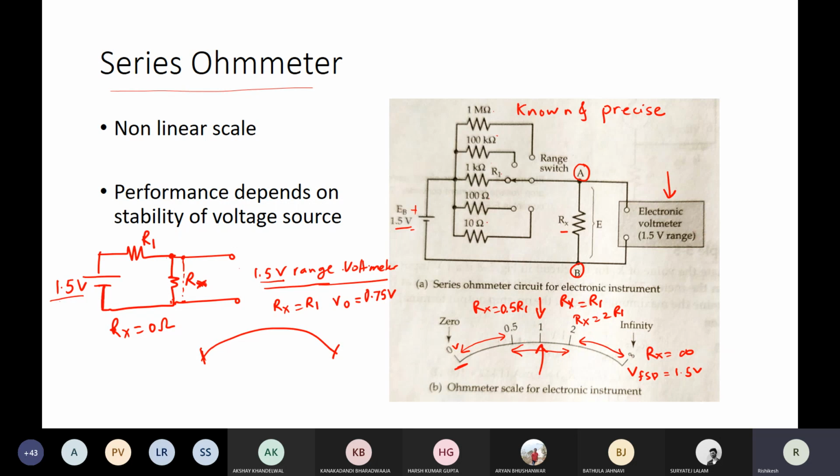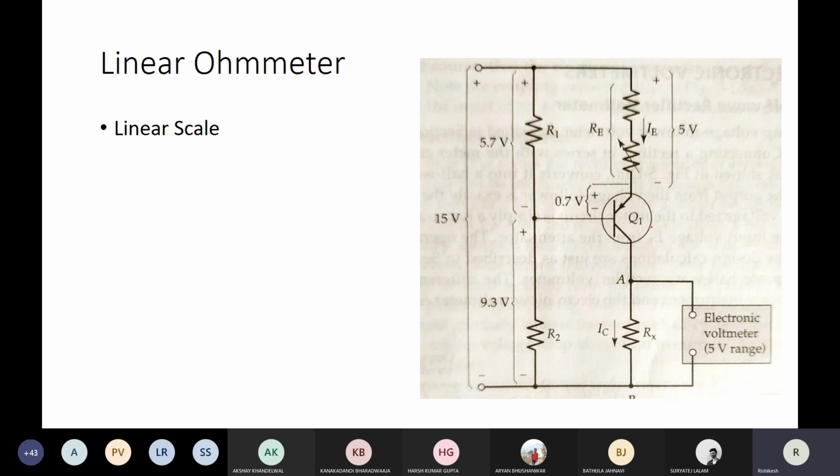Okay, fine. So you can see it is a simple extension of the previous discussion of electronic voltmeter. We have simply converted the voltmeter into ohm meter by converting the unknown resistance into unknown voltage that is being measured by the voltmeter. Now we can overcome this limitation of non-linearity associated with this circuit with a circuit assisted by a transistor. Okay, so this has a linear scale. So this is a linear ohm meter.